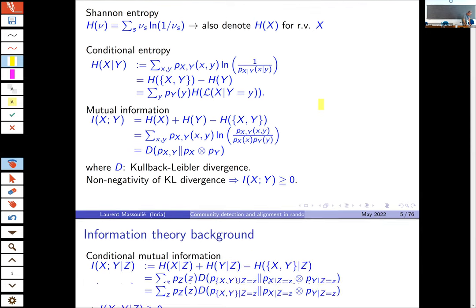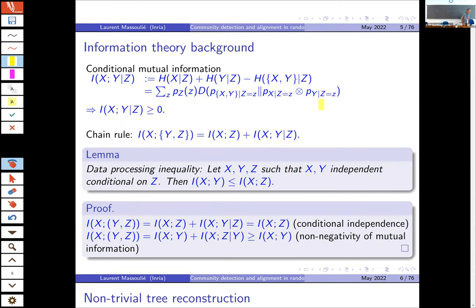So more background on information theory. There's also a notion of a conditional mutual information. And basically, this is the expectation of the Kullback-Leibler divergence between the conditional distribution of two variables X and Y conditioned on Z with respect to the product of the conditional distributions P of X given Z, P of Y given Z, and you average that over the conditioning random variable. So that's conditional mutual information.